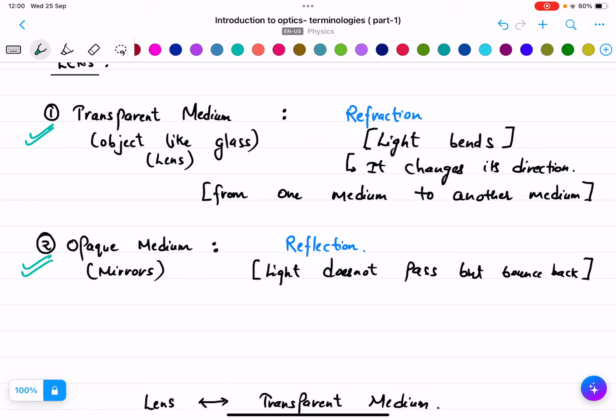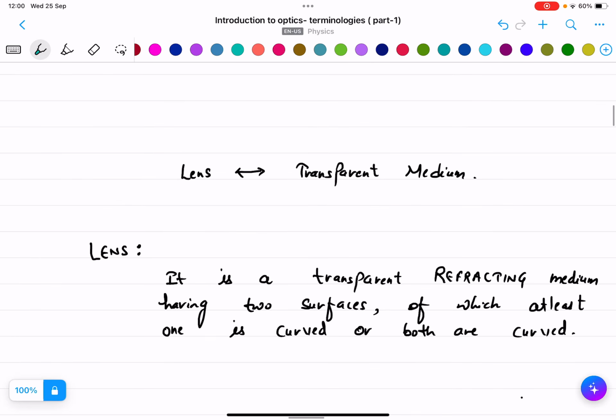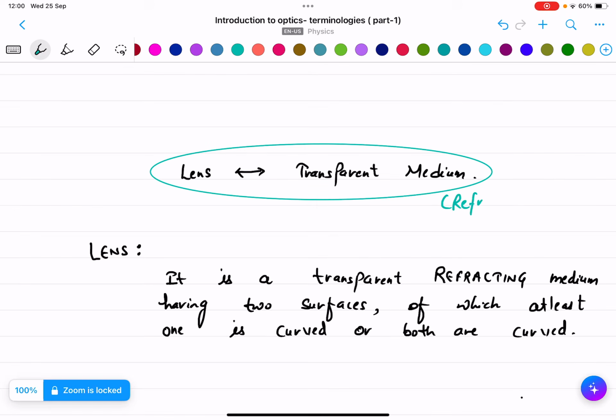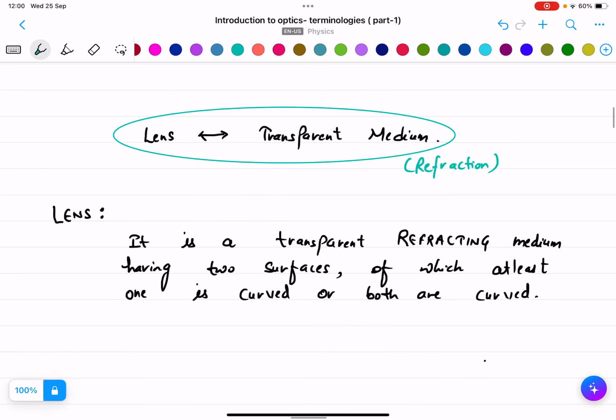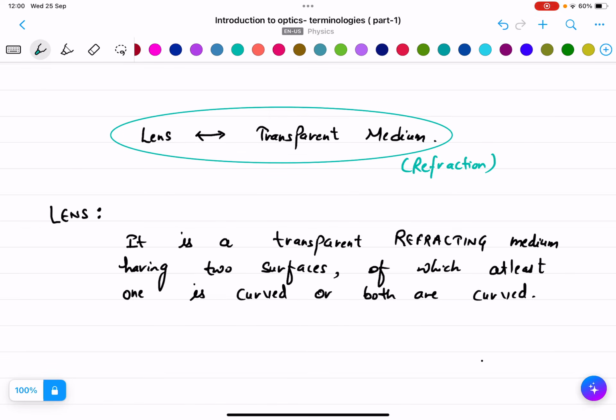Okay. So now in this lecture, I will speak about only the transparent medium, that is the lens. So I will speak about refraction, not reflection. Reflection, we will discuss it later. So I have mentioned, what do you mean by lens? A lens is a transparent medium. That means what is the process which will occur? It is a refraction. So I have mentioned here, it is a transparent refracting medium having two surfaces of which at least one is curved or both are curved.